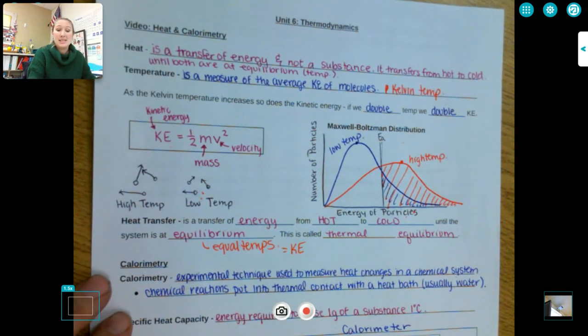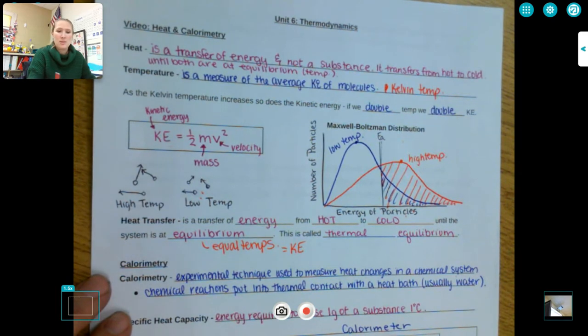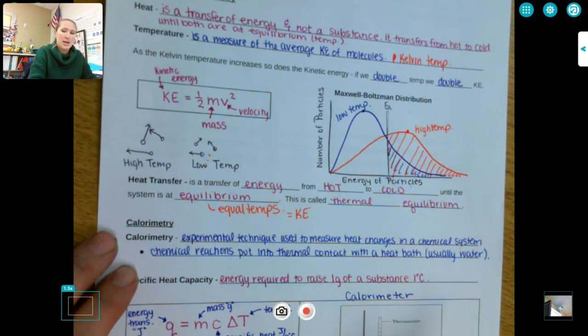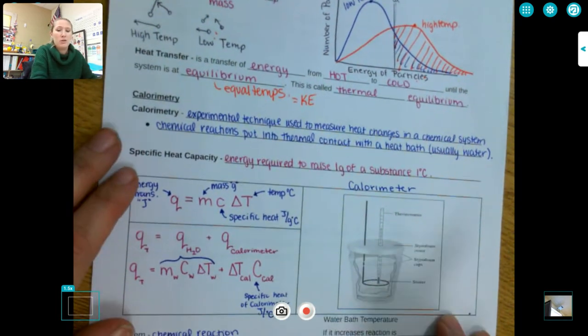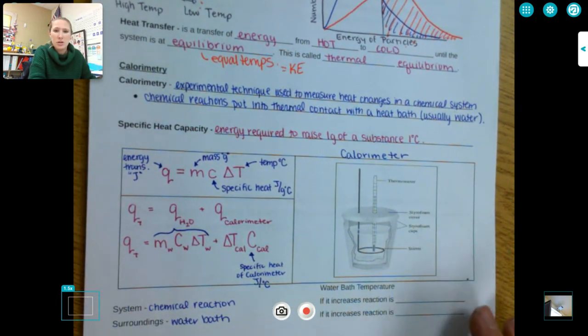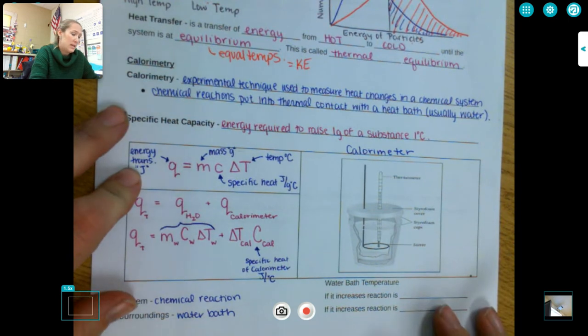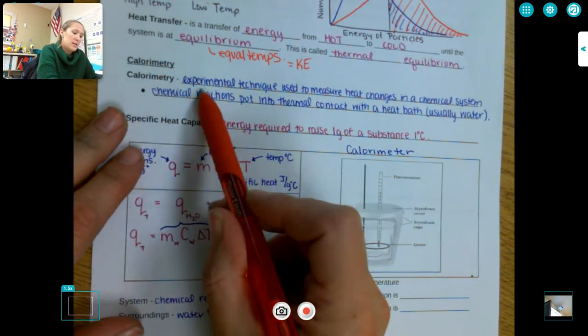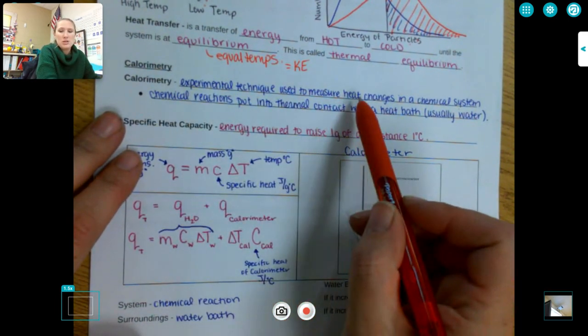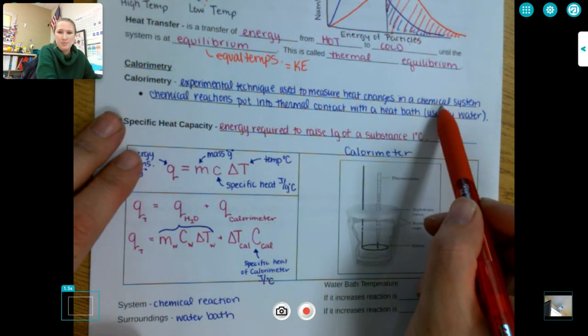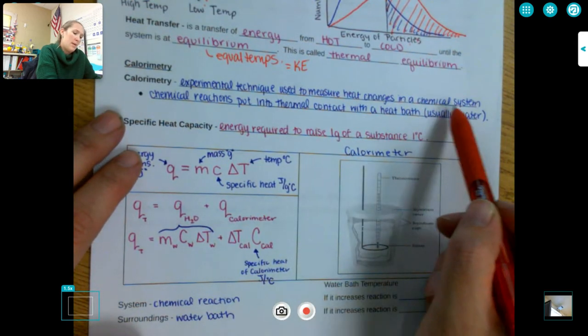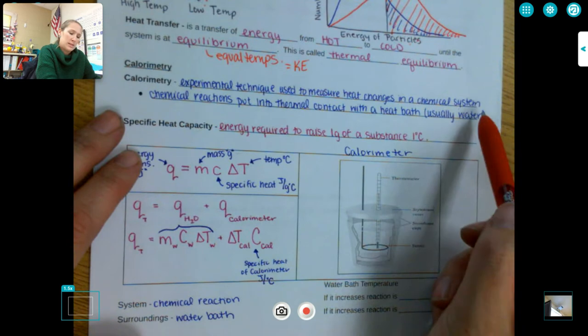So we can study that and quantify that using something called calorimetry. And calorimetry is something that we have looked at last year in chemistry. It was in one of the very first units that we did. So calorimetry is an experimental technique used to measure heat changes in a chemical system. Okay. We'll talk about the difference between system and surroundings in a minute.